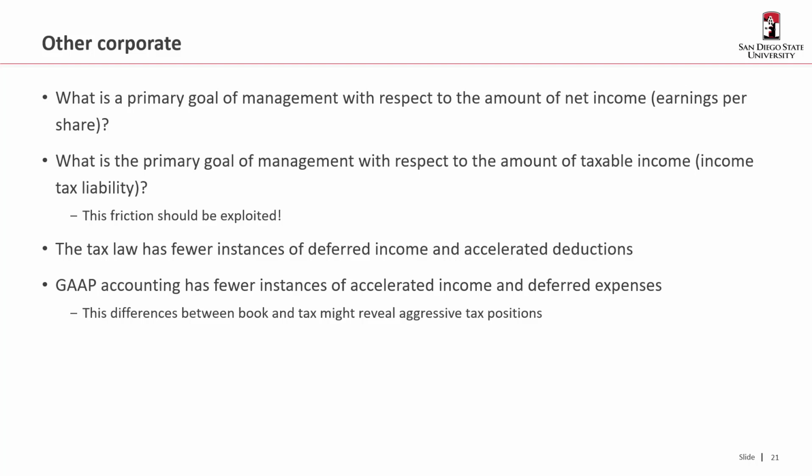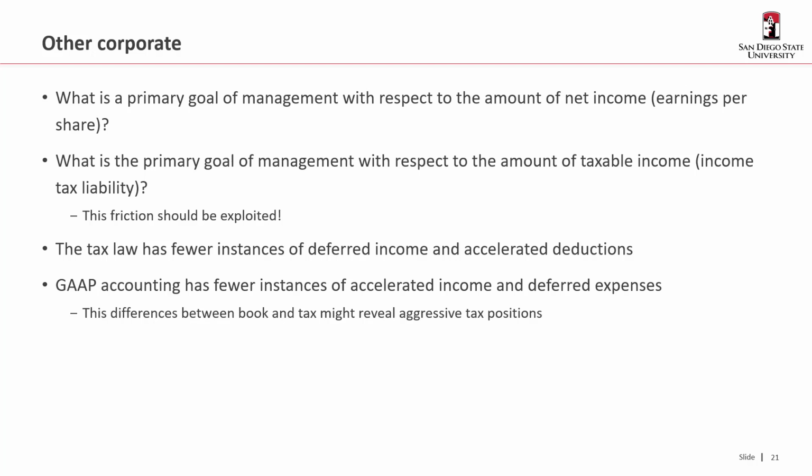Okay. So what is the primary goal of management with respect to net income? Right? So this is their earnings per share, and that's, of course, maximize earnings per share. However, the primary goal of management with respect to taxable income is lower is better. So I have one where higher is better, and I have one where lower is better. And the idea of the IRS was that that friction should be exploited because tax has many fewer instances of deferred income and accelerated deductions, whereas GAAP has fewer instances of accelerated income and deferred expenses.